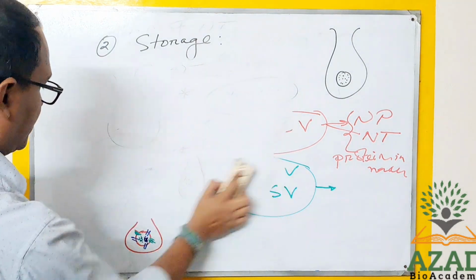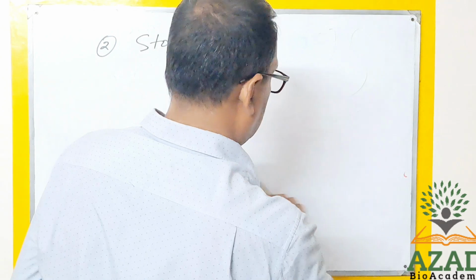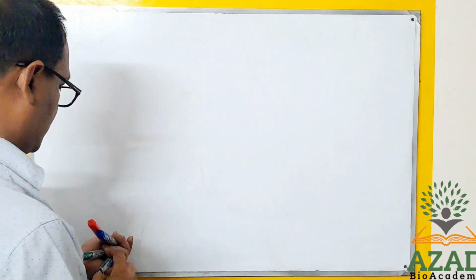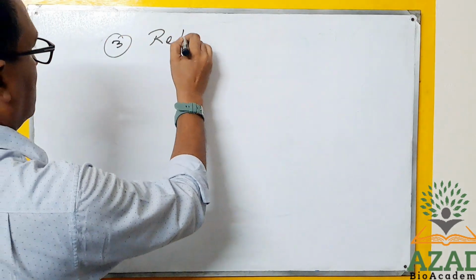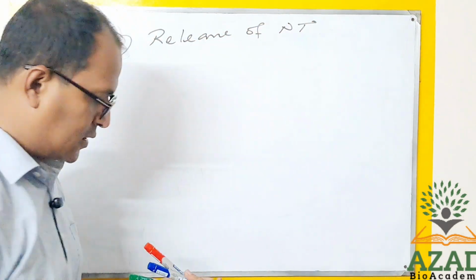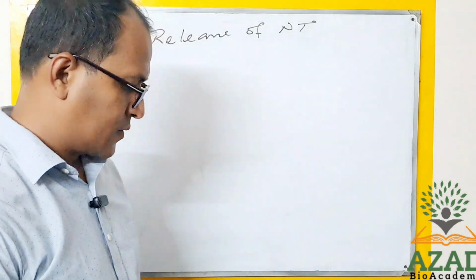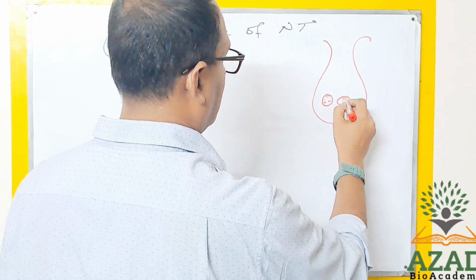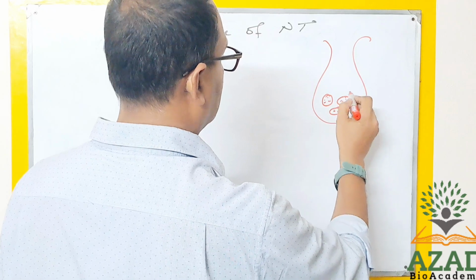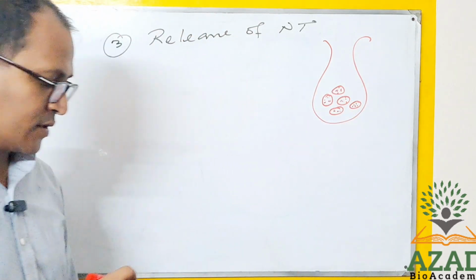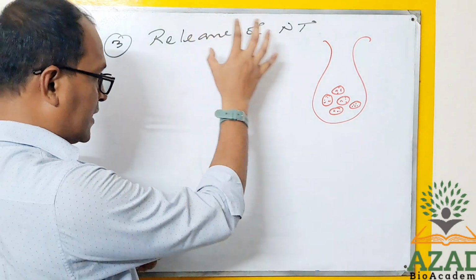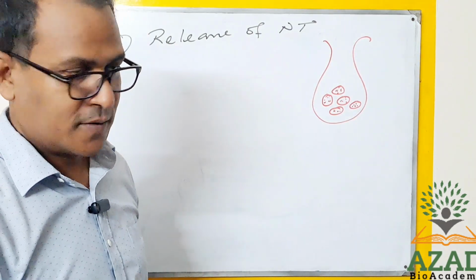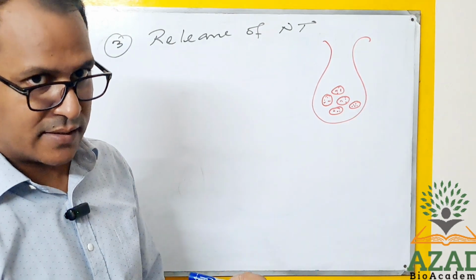Now I will go for the third event, that is release. Third is release of neurotransmitter. So already I said within your nerve terminal, neurotransmitter vesicles are there, and that vesicle will release the neurotransmitter. How? When I say release, in which pattern will the vesicles be within the nerve terminal? Is it first come, first serve, or how?